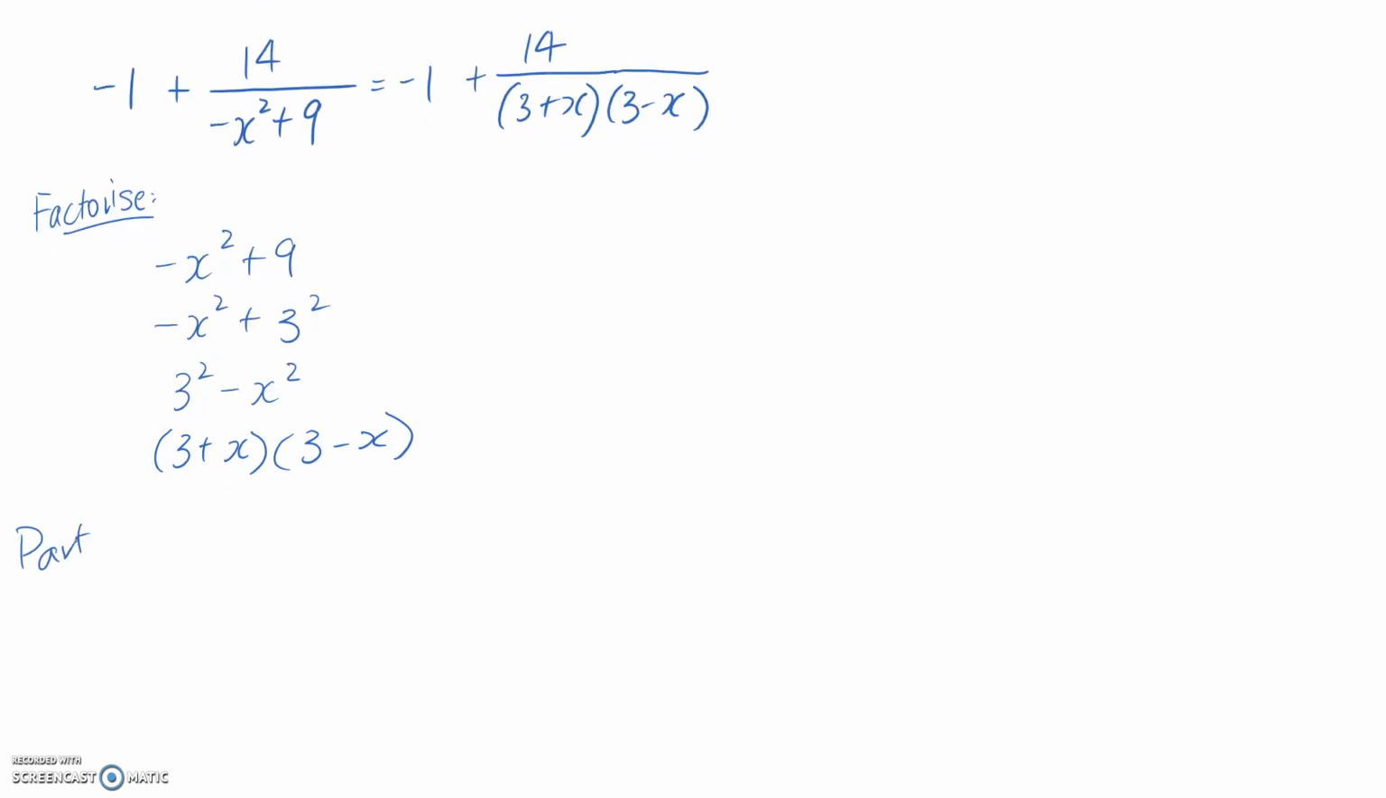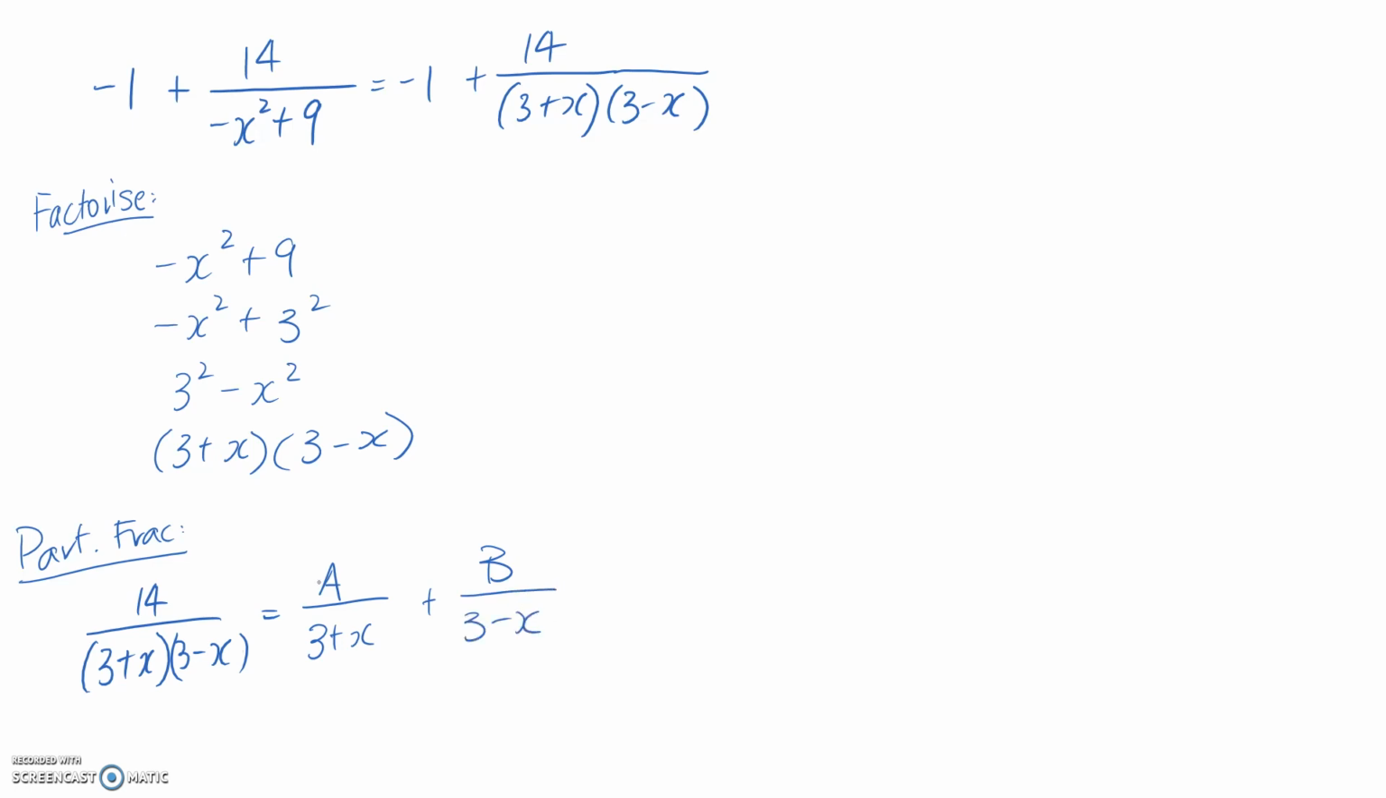Partial fraction. Alright, so this is just the bit we're focusing on. So the 14 over 3 plus x, 3 minus x. And what we want to do is write out our dummy fraction. So we know it's going to look like A, which is a random constant, divided by the first bracket, so 3 plus x, plus B, which is another random constant, divided by the second bracket, which is 3 minus x. So we need to go through and solve for these two different constants.